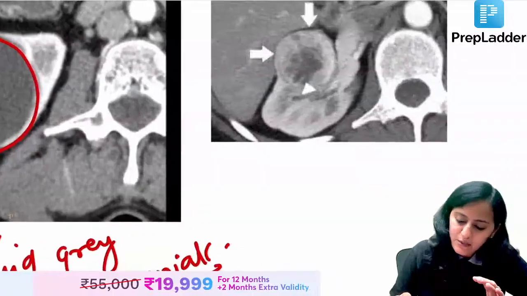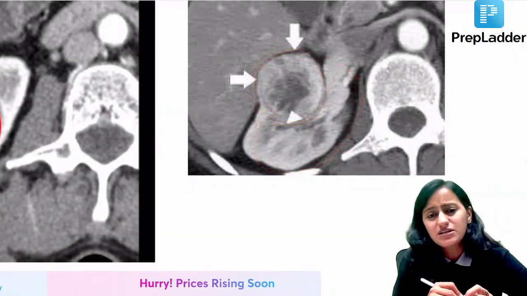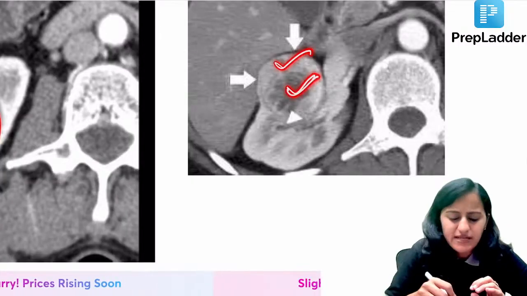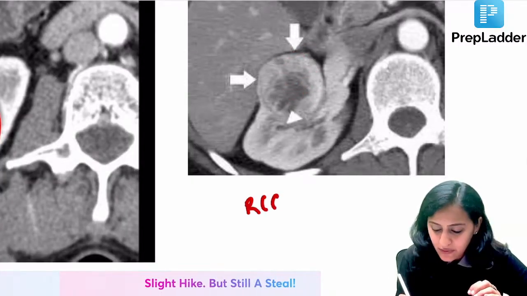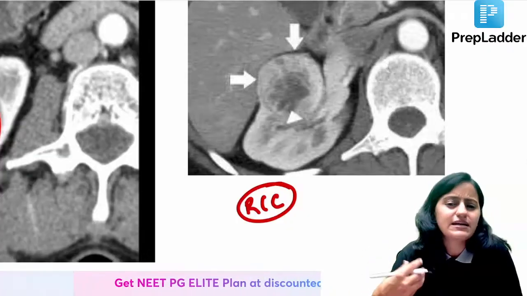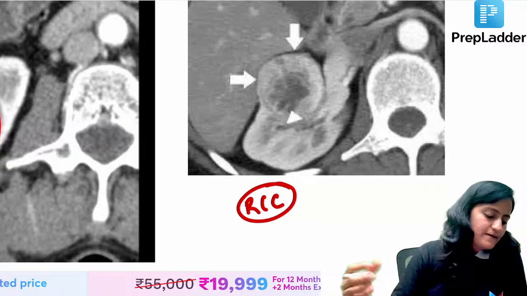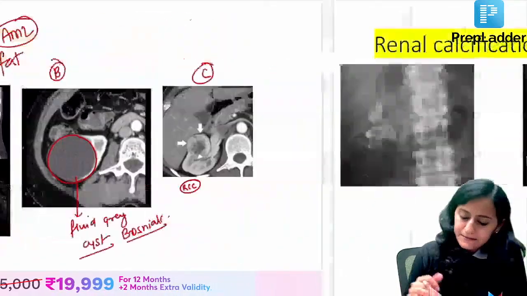Okay. And here what we are seeing is a renal lesion. This is the kidney. This is the renal lesion here showing enhancement, showing necrotic areas. This is going to be RCC. Renal cell carcinoma will show necrotic areas and enhancement. There will be history of hematuria present. Okay, this is RCC, right?